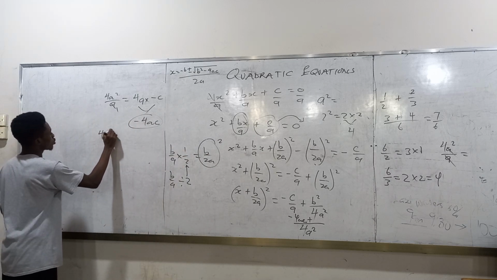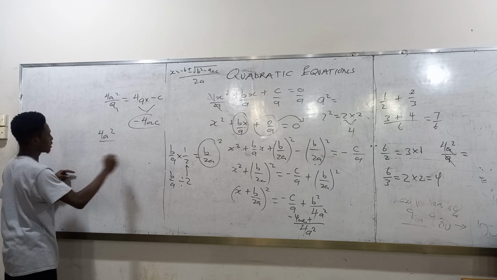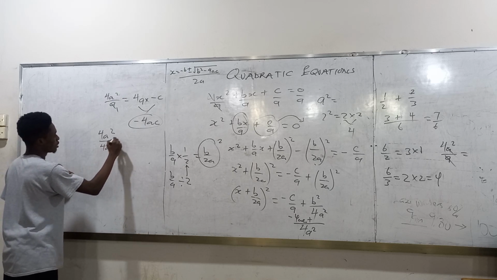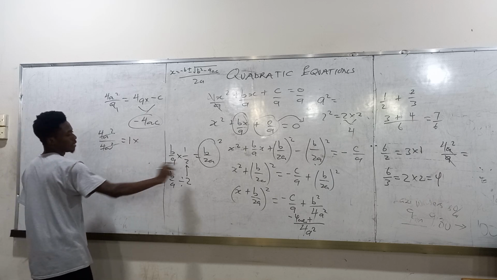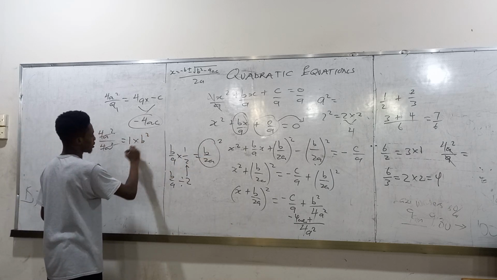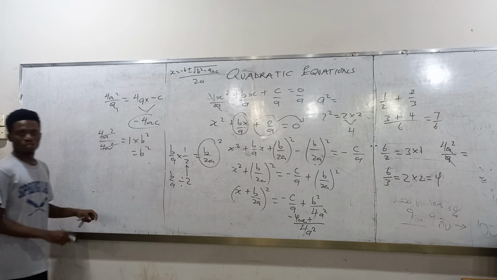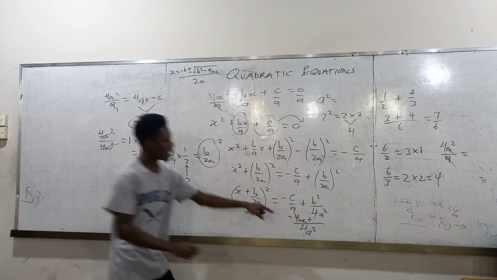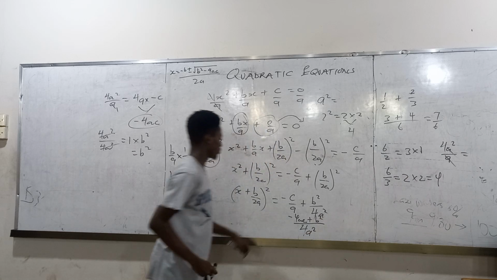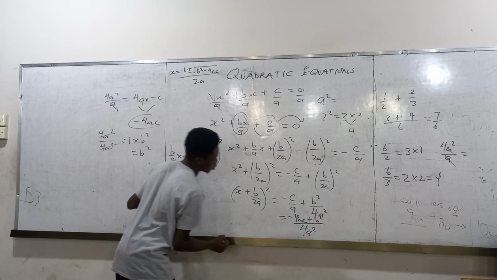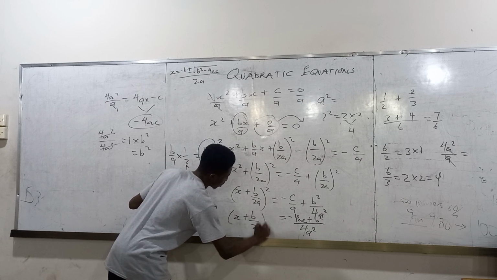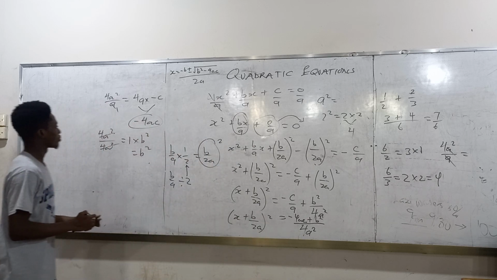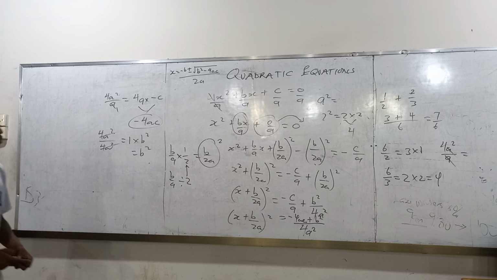So 4a squared divided by the denominator, which is also 4a squared, so it will cancel each other. We get 1 times the numerator, which is b squared, to get b squared. So when we get this, then we write down b squared. And it is equal to x plus b over 2a all squared.